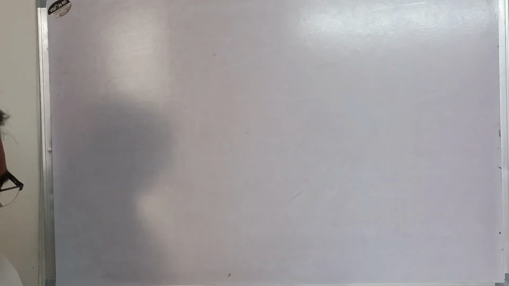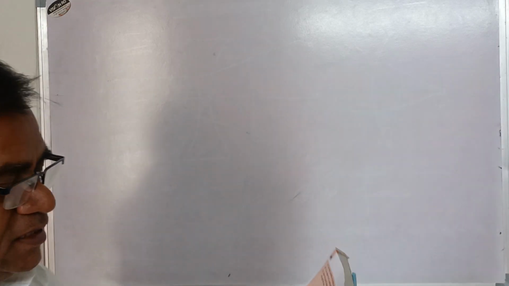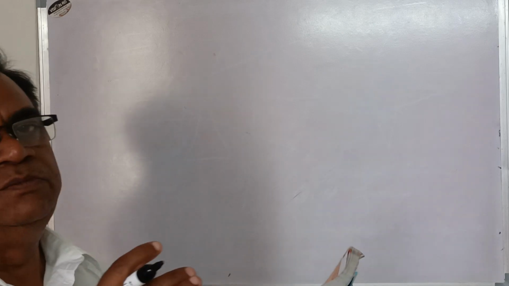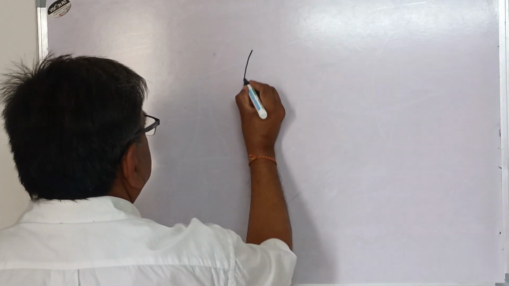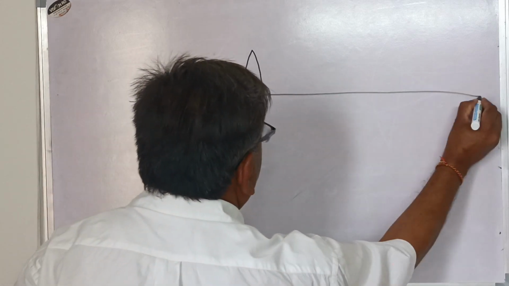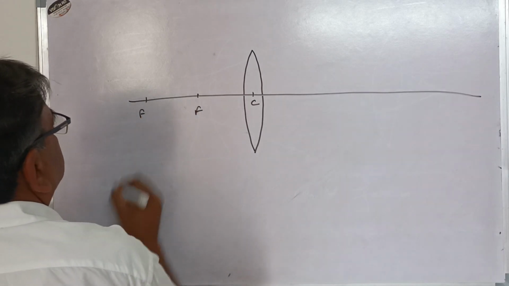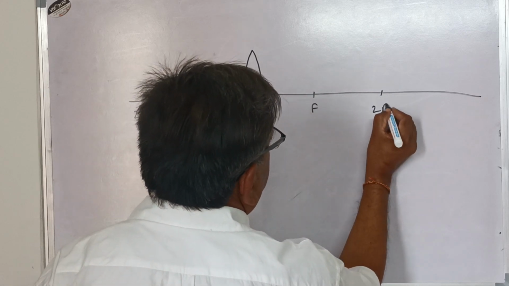Magnified and real: the image will be on the other side of the lens, and if it is magnified, it means larger in size as compared to the object. So this should be beyond the 2F dash. On the principal axis, this is F, this is 2F. This is F, this is 2F.